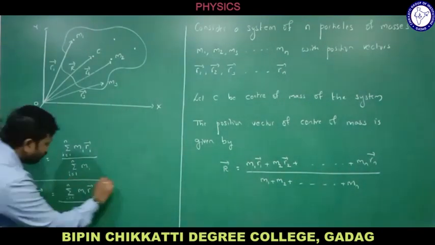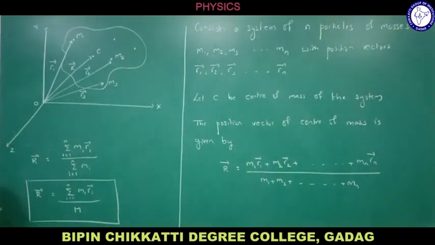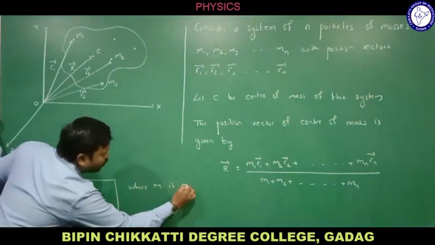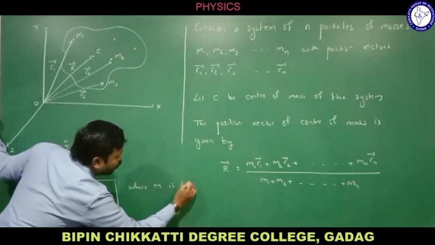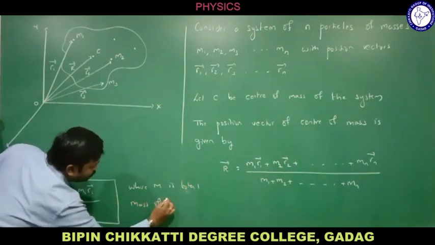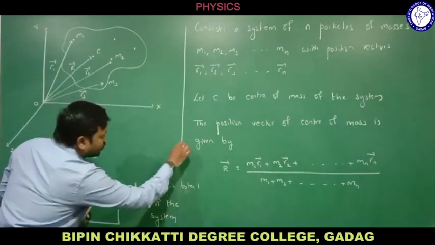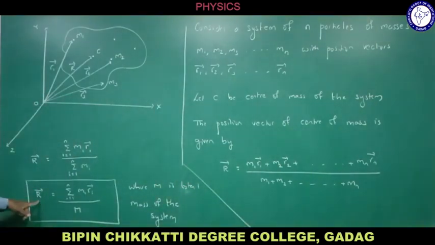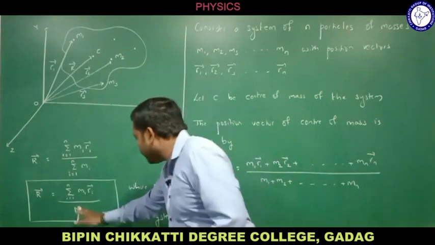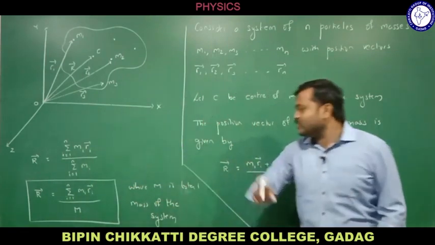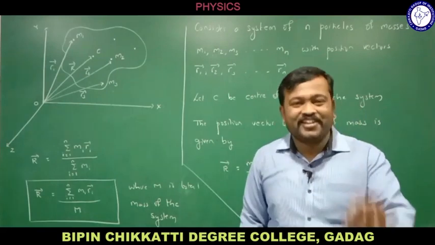So this is the position vector of center of mass. What is the position vector of center of mass? R equals summation of mi ri vector, i equal to 1 to n, divided by M. What is M here? Where M is the total mass of the system. So this is the position vector of center of mass, that is R equals summation of mi ri vector, i equal to 1 to n, divided by capital letter M. What is capital letter M? It is nothing but the sum of the masses of all the particles of the system, that is the total mass of the system, and this gives the position vector of center of mass.